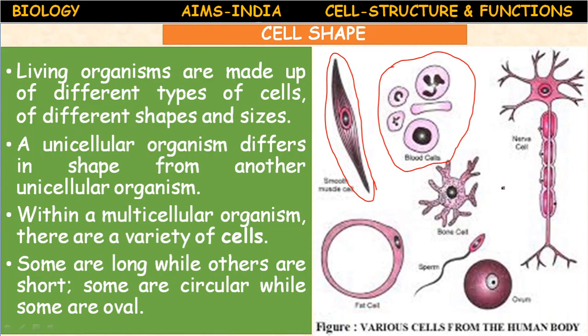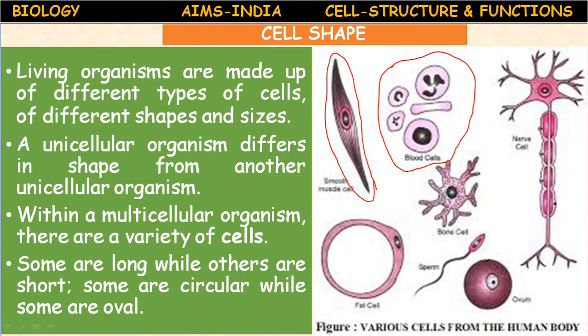So the inner meaning is, no two cells possess a unique shape. They are of different shapes and they perform different functions. For example, the nerve cell, the neuron. Our brain and spinal cord are made up of these structural and functional units called neurons or nerve cells. The shape is long and slender. They are the longest cells.